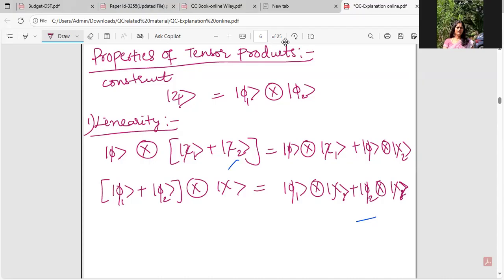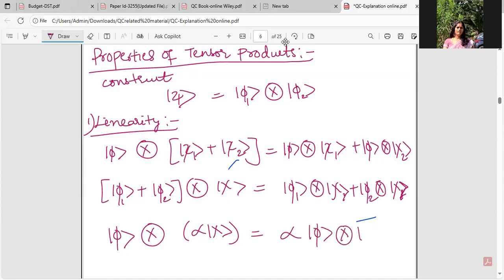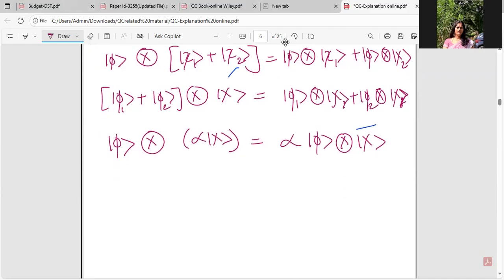Okay. There's one more version of linearity. Ket phi tensor product alpha into ket xi. Alpha is a scalar. So alpha is taken out. Nothing to do with the tensor product. Ket phi tensor product of ket xi. Okay. Tensor product is linear with respect to scalars. Okay. Order is irrelevant. Order of tensor product is irrelevant. That's the second property. Order is irrelevant.